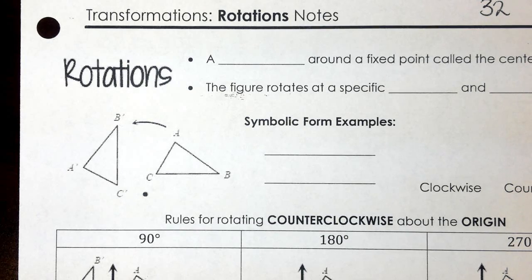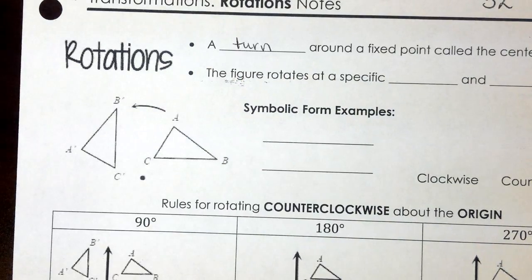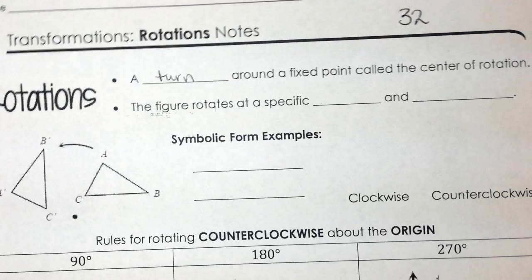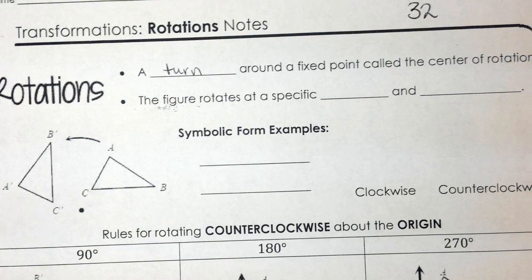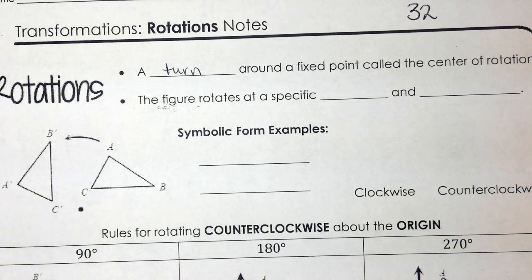Alright, so this is transformations, rotation notes. This is our last transformation we have to do. Rotation: a turn around a fixed point called the center of rotation. A turn. For us today, just for today only, our center of rotation will be the origin. We're rotating everything today around the origin.